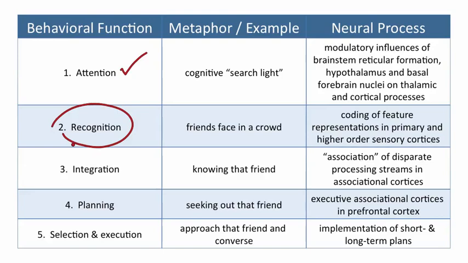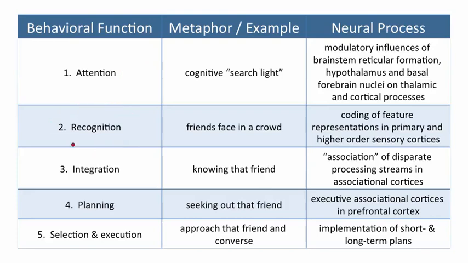This is a neural process that involves the coding of feature representations in the primary cortices, but as I've just described for you, all the way through our higher order sensory cortices. And in this case, through the inferior part of the temporal lobe, that so-called WHAT or recognition processing stream that runs through the inferior surface of the temporal lobe.